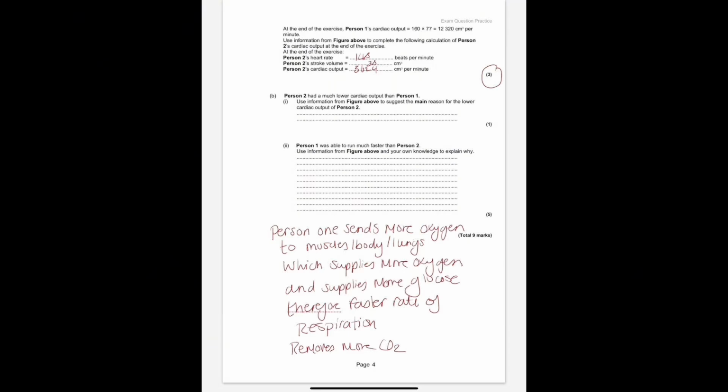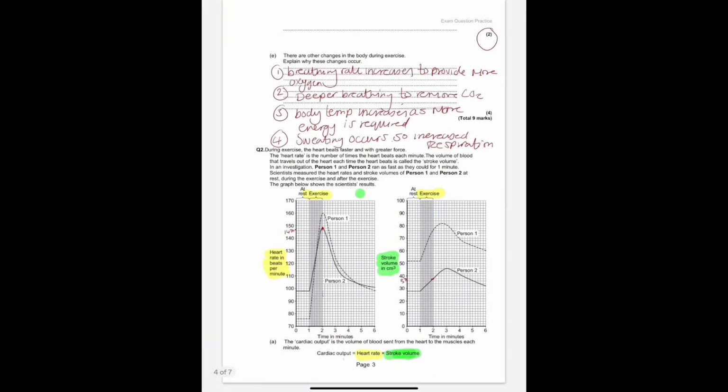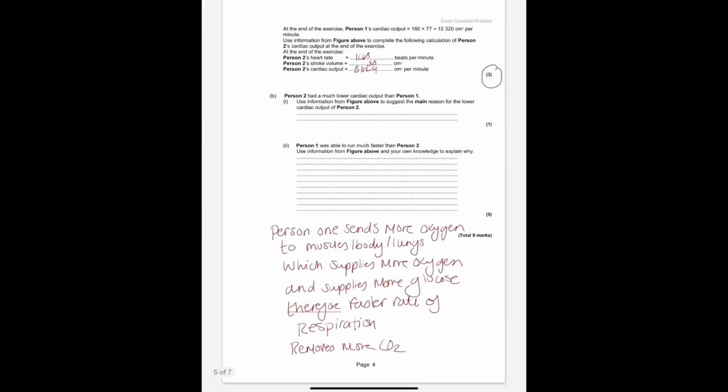Person 2 had a much lower cardiac output than person 1. Use the information figure above to suggest the main reason for the lower cardiac output. So the cardiac output is what we just worked out now, which you can see here. And I'm going to write down that they had a lower stroke volume. Okay, so their stroke volume was much lower compared to person 1. Their stroke volume was actually 77, however theirs was 38.